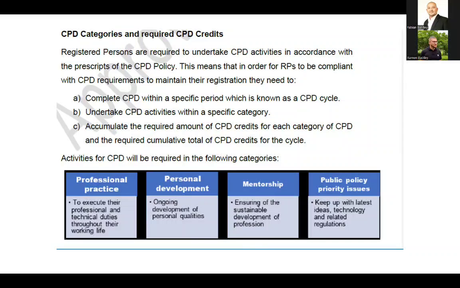This is a new category that they introduced. Prior to this, there was only the first 3. Now they've introduced this last category. So this is to keep up with the latest ideas, technology, and related regulations.